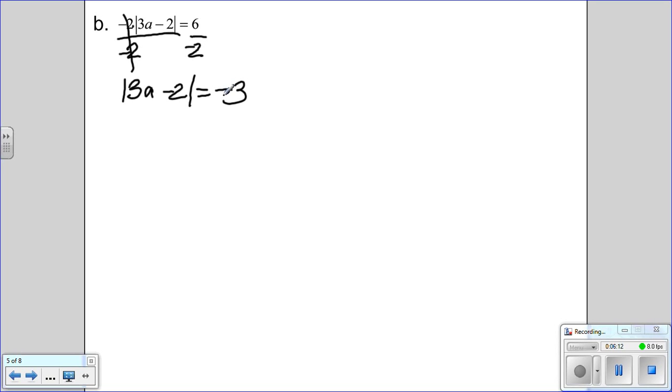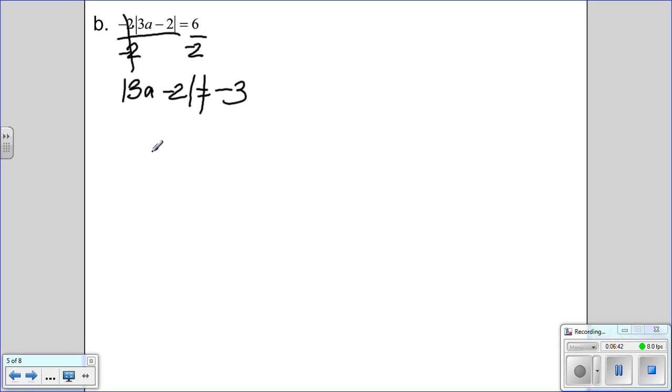Okay, now at this point you could continue to solve. You could set up case 1 and case 2. However, there's a problem with this particular equation. We're saying that the absolute value of something over here is equal to a negative number. And we just went over the definition. We know that by definition, you cannot take an absolute value and get a negative number because absolute values are always positive. So this equation is actually false. It will never happen. It's impossible because an absolute value can't equal a negative number.